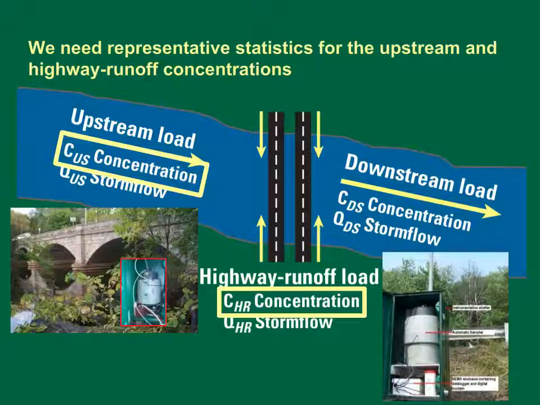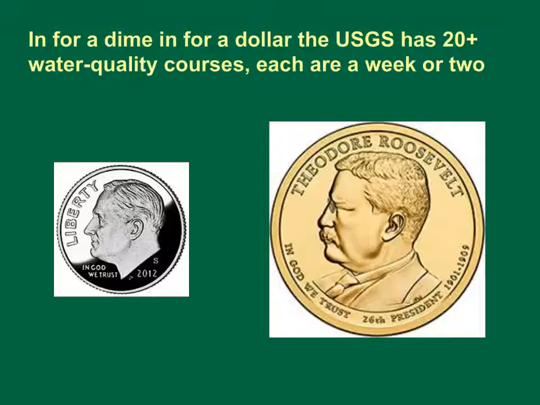Both the upstream and highway runoff concentrations can be modeled as stochastic variables by using different methods. The photographs show automatic sampling sites on the Charles River and Interstate 495 in Massachusetts. This module is an introduction. We will cover only the basics as they relate to SELDM modeling selections.